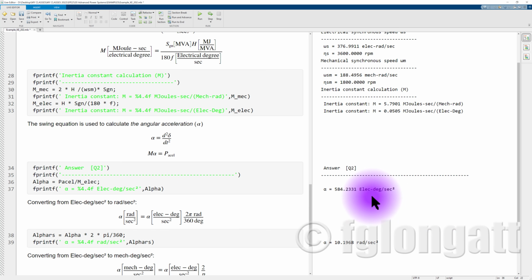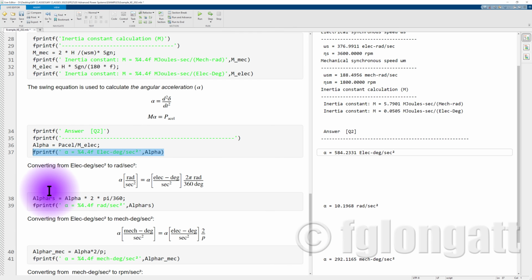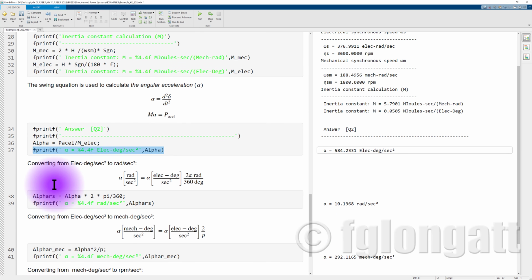If we want the results in electrical degrees, of course, we need to use M, the inertia constant, based on megajoule seconds per electrical degree. And that is what I am doing here. I am calculating the rotational acceleration alpha in units of electrical degrees per square second, and the numerical value is 584.23.